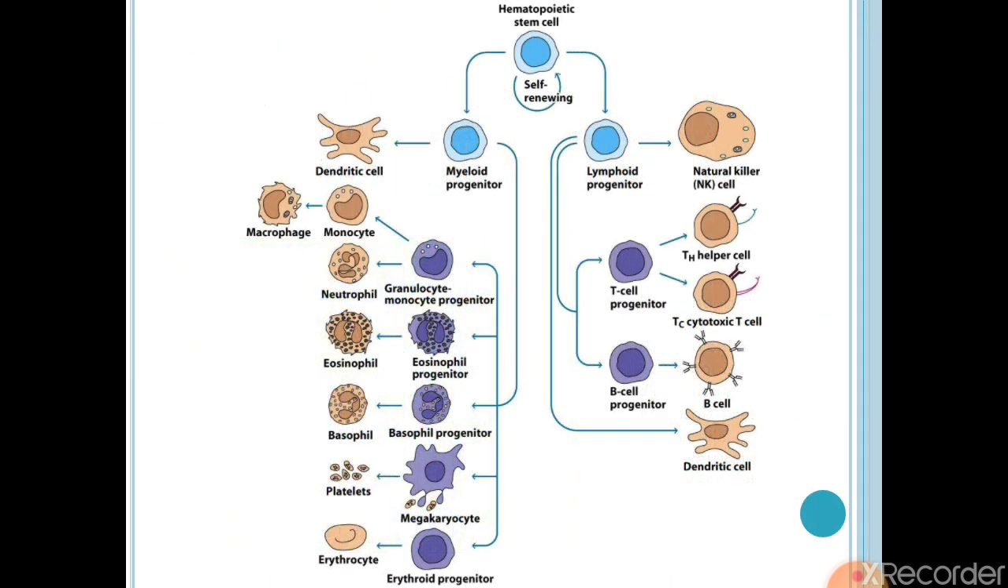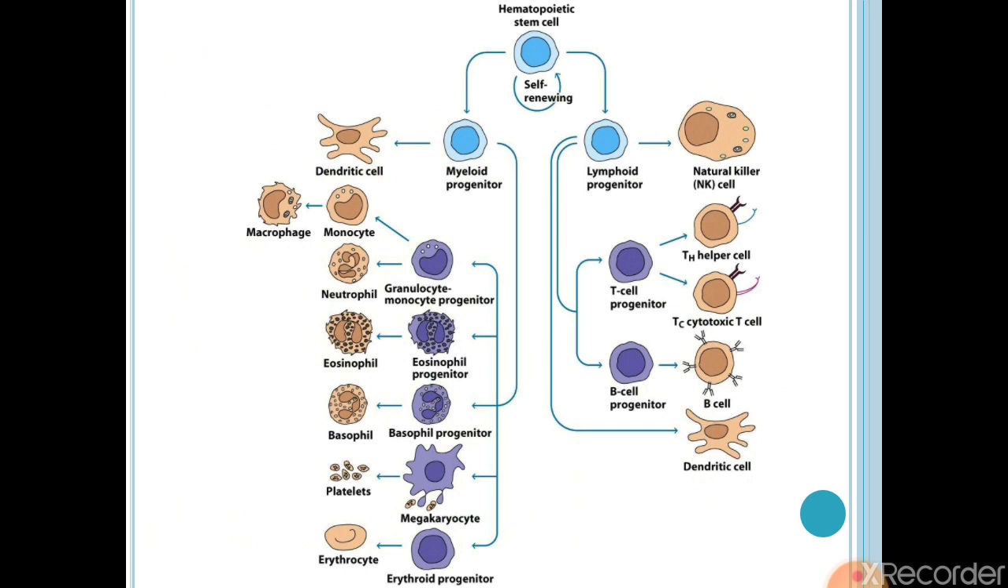Now, in this picture, I have shown the hematopoietic stem cell which is capable of self-renewing. It can give rise to two kinds of progenitors: myeloid progenitor or lymphoid progenitor. Now, the myeloid progenitor can give rise to either dendritic cell or it can give rise to other kinds of progenitors.